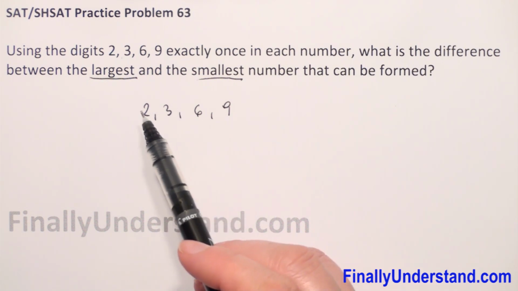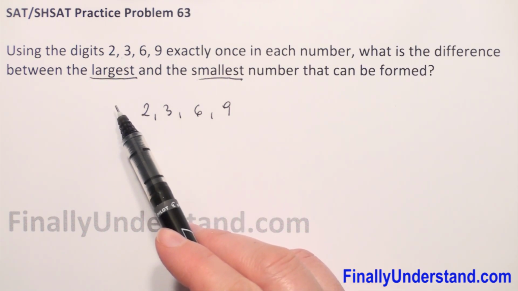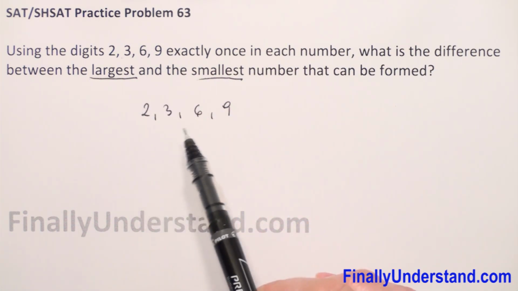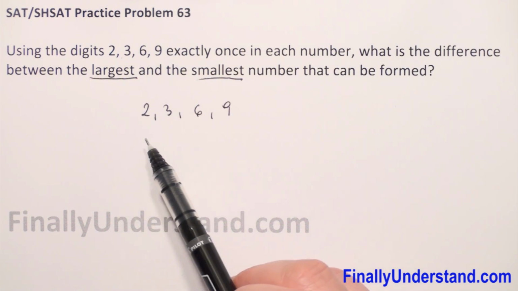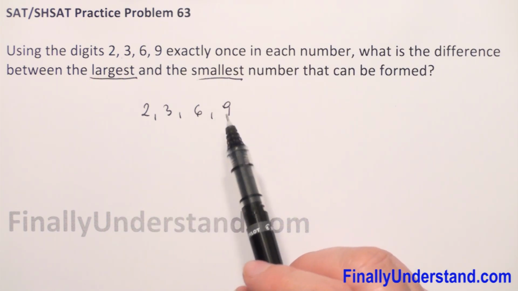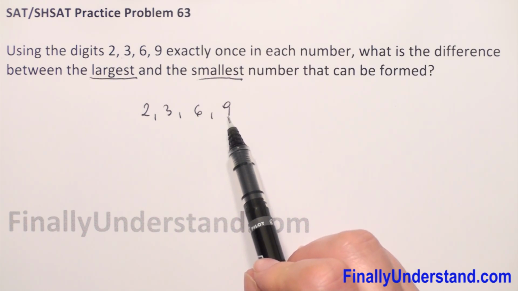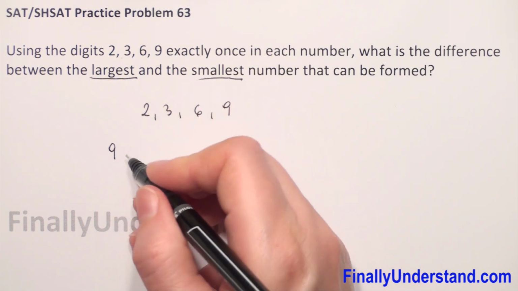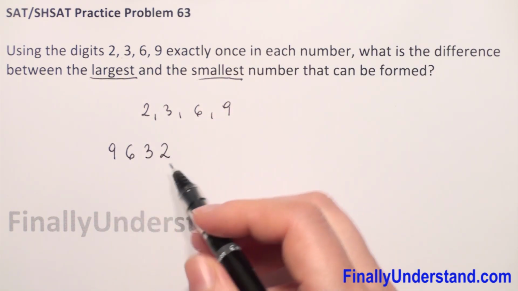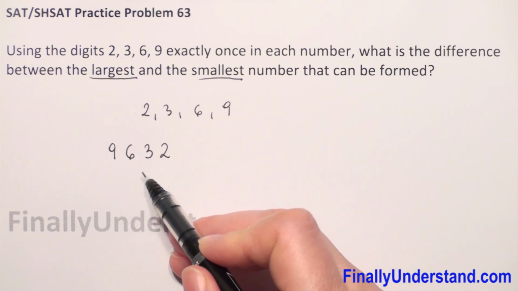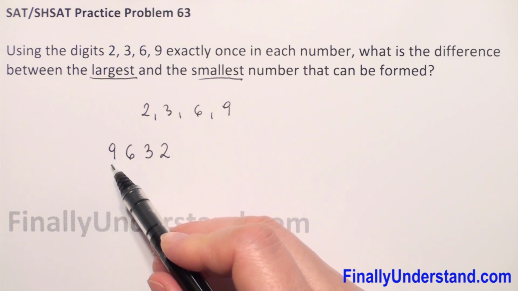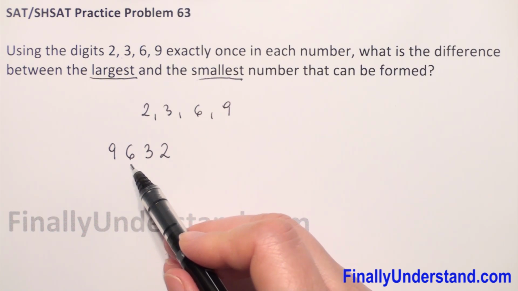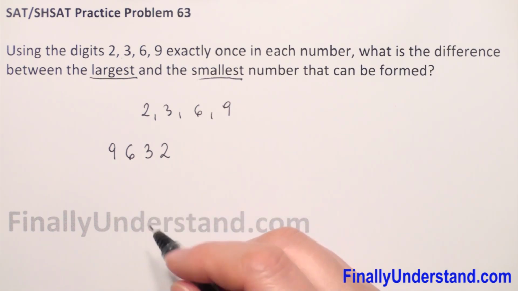Because we have to find the difference between the largest and the smallest number, first we have to find the largest number and the smallest number. Of course we will form the largest number if we start from the largest digits. The largest is 9, so we put at the beginning 9, next is 6, 3 and 2. This is the largest number which we can get. We always start from the largest digit and go to the smallest. So we got 9,632. This is the largest.